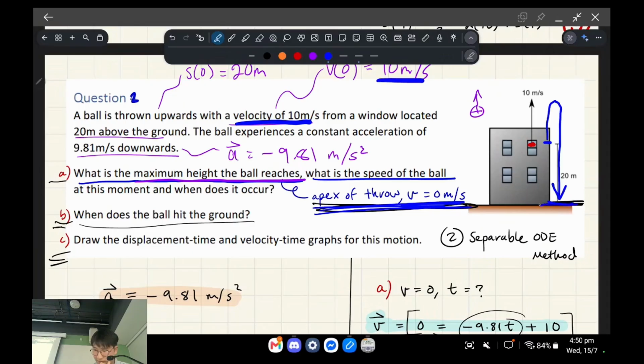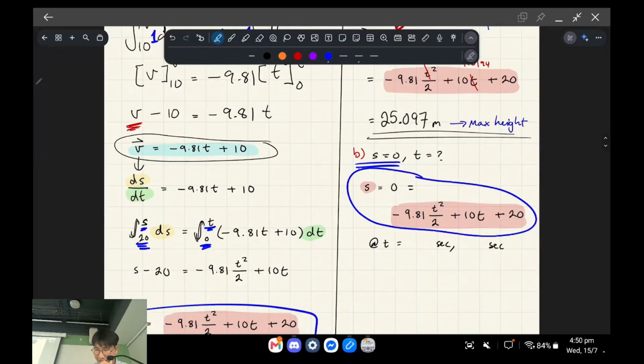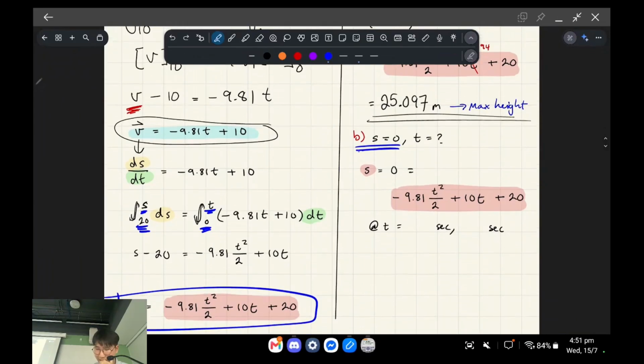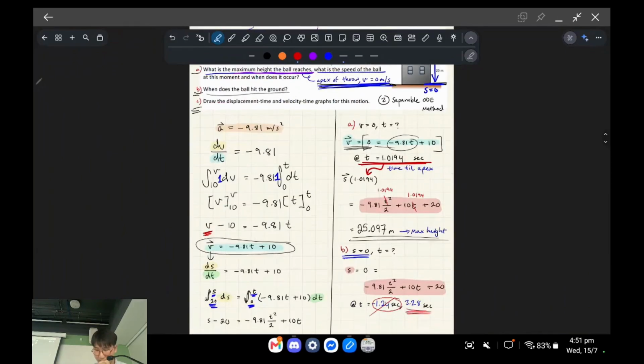So what time are we at when the ball gets to s equal to 0, which means it hits the ground, okay? So we have our function, and now we have to solve it quadratically. If you do the quadratic equation, you'll get time is equal to negative 1.24 seconds, or 3.28 seconds. Obviously you can't have a negative time, so this will be the time it takes before the ball hits the ground, okay?